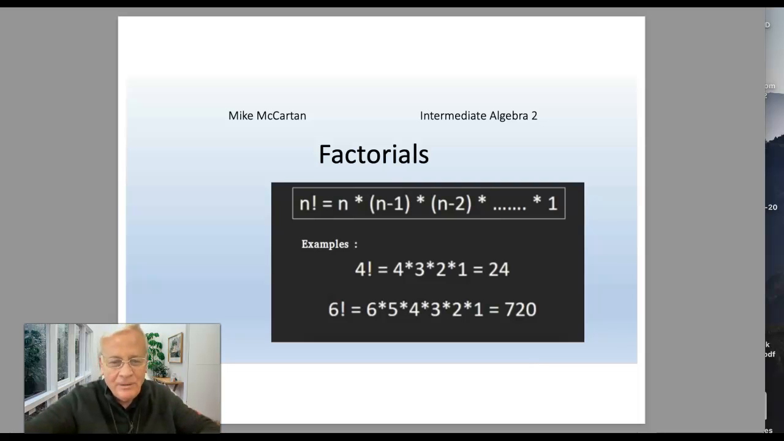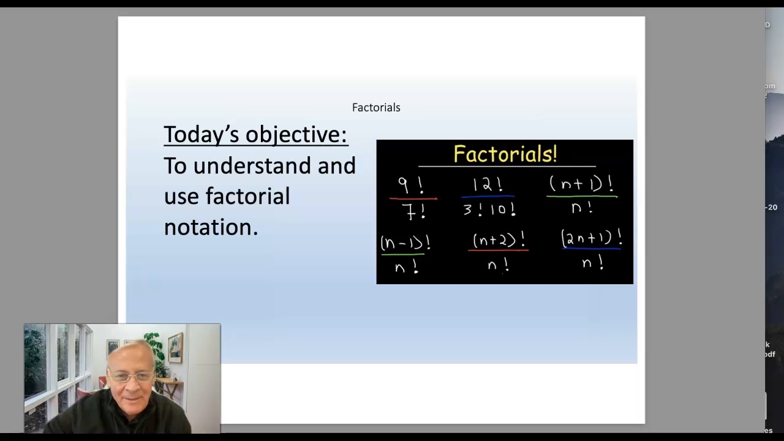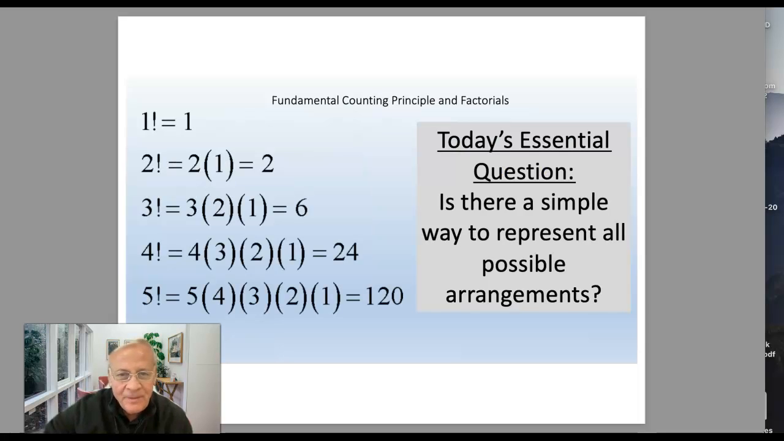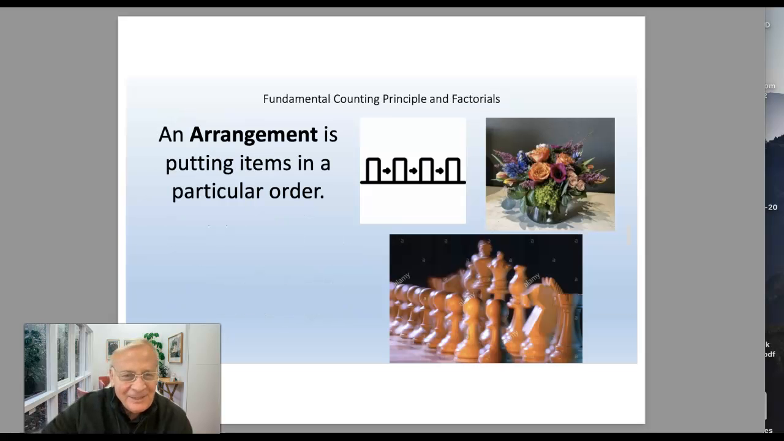Today we're going to look at factorials. We've kind of looked at them before, we just haven't called them factorials. Again, today's objective is to understand and use factorial notation. The essential question: is there a simple way to represent all possible arrangements? Maybe like a shortcut?